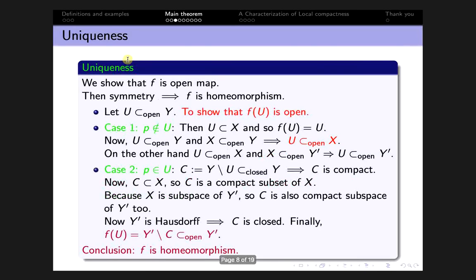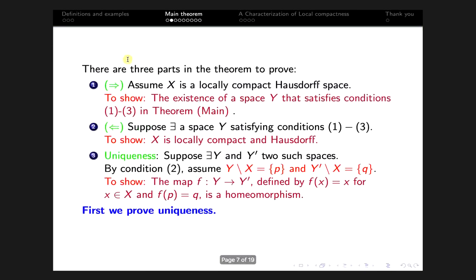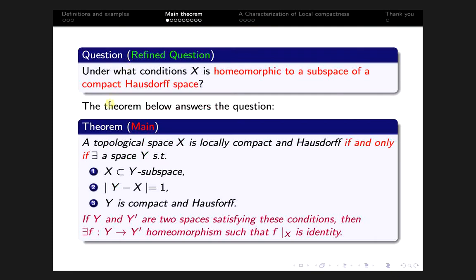So recall that here we have condition 2. By construction we have Y minus X equal to {infinity}, so it has only one element in the complement of X in Y. Now we have to check the third condition, that is, we have to show that Y is compact and Hausdorff.